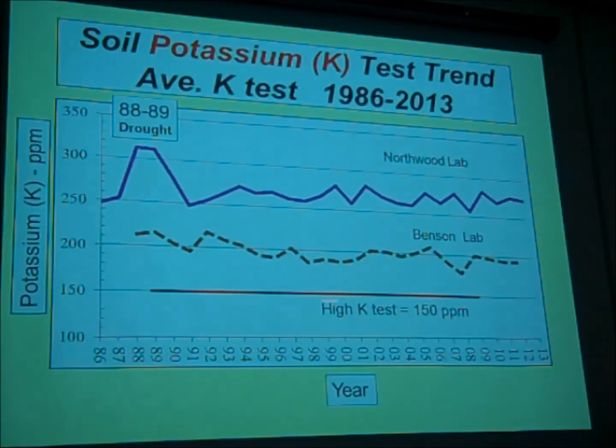Here's the critical level for potassium, 150 parts per million. Here's the average potassium test of the samples that come to North Dakota, to the Northwood lab. There's the drought. Potassium is affected by soil moisture, so that really sticks out. Our Benson laboratory, serving the Corn Belt, you can see their test levels are down around 200 parts per million, or maybe a little bit lower in some years. So it's more of a big deal for them, where they have had more history of removal with corn and soybeans, and soils that just don't supply as much potassium.